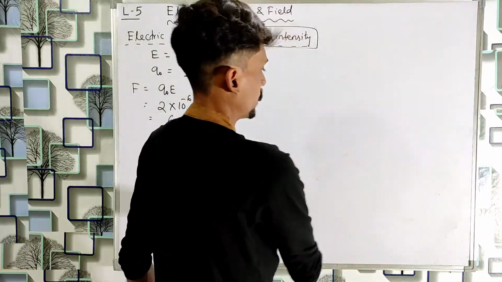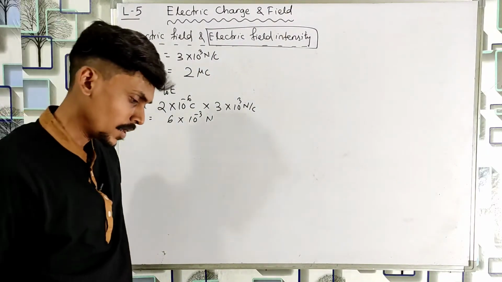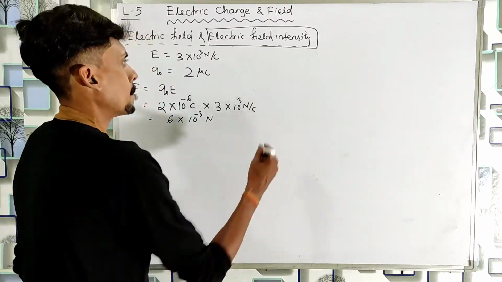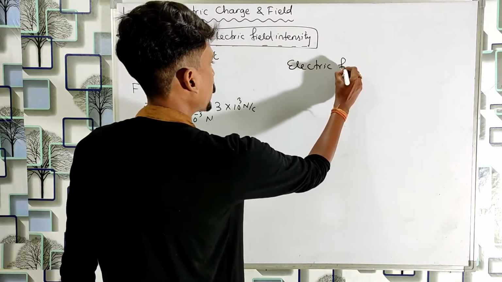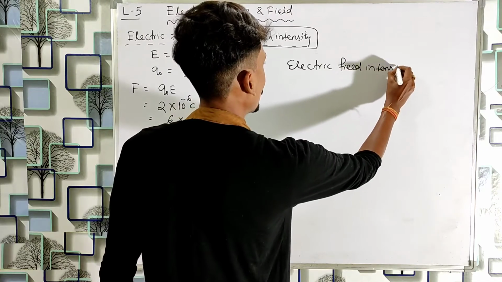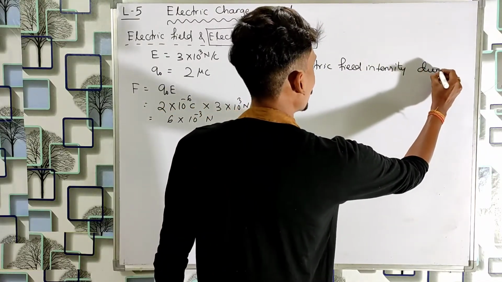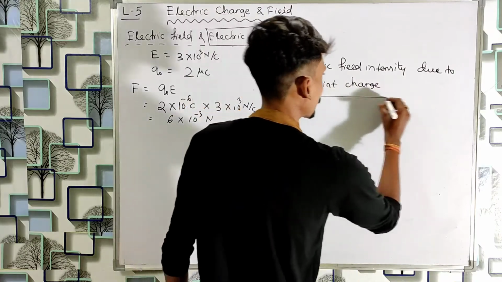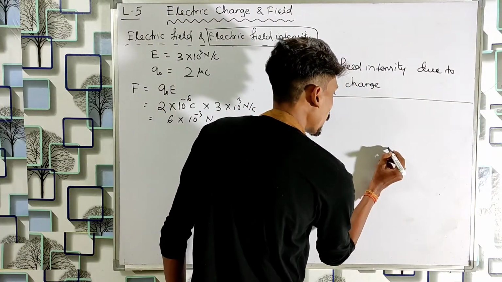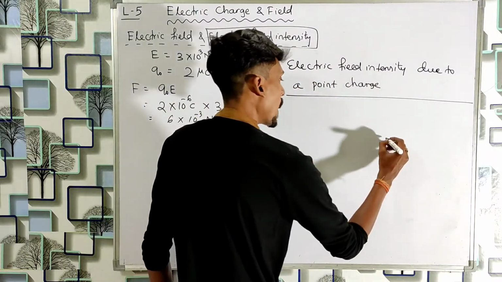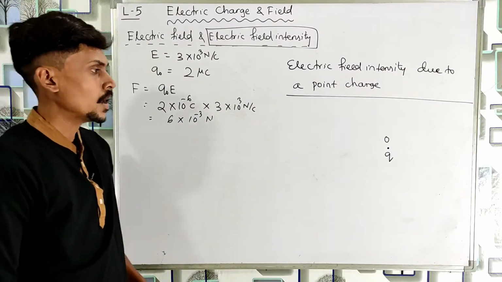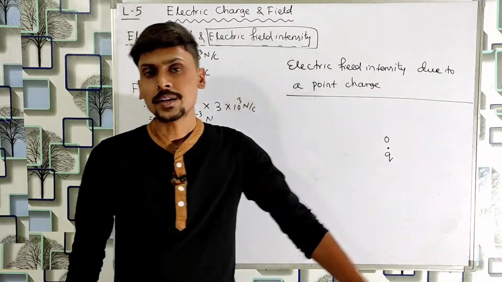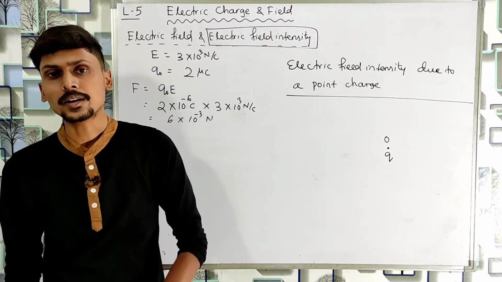So we had discussed that electric field intensity at a given point can be defined as the force experienced per unit positive charge. So let us calculate the electric field intensity due to a point charge. Suppose I have placed a point charge Q at point O. Is that clear? And when I place the charge Q at this point, around the charge an electric field will be created.